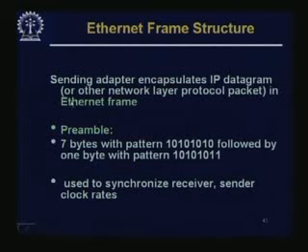The sending adapter encapsulates an IP datagram in an Ethernet frame. Preamble: 7 bytes with pattern 10101010. Please note that 1s and 0s are alternating and there is a reason for that, followed by 1 byte with pattern 10101011. So these 7 bytes are called the preamble. This last byte, 10101011, is the start of frame delimiter. The 7-byte pattern of alternating 1s and 0s is used to synchronize receiver and sender clock rates. So that is why we alternate the 1s and 0s.